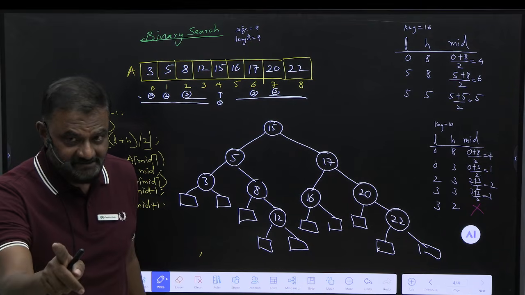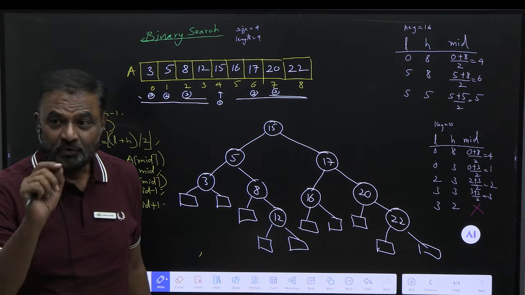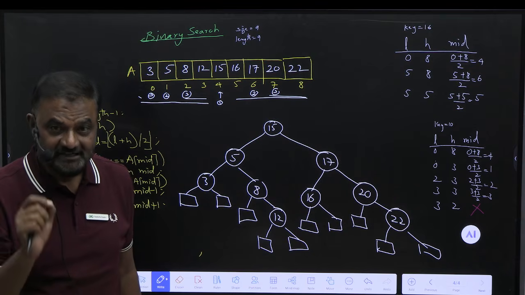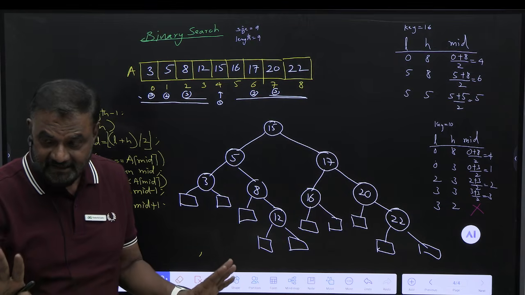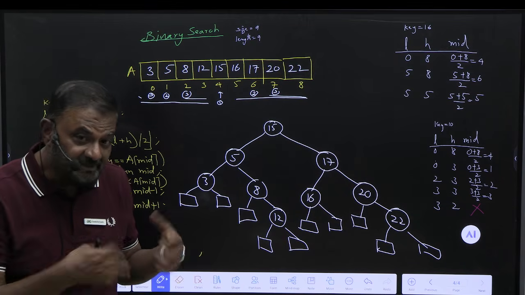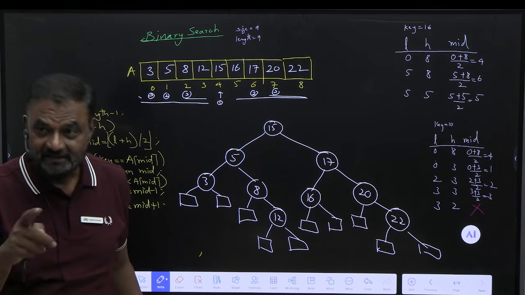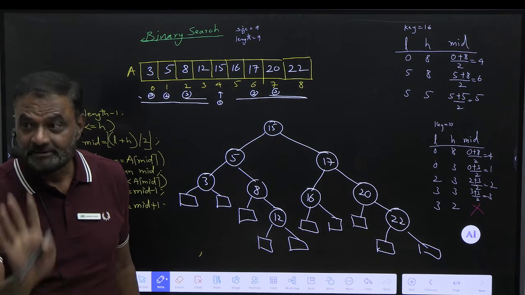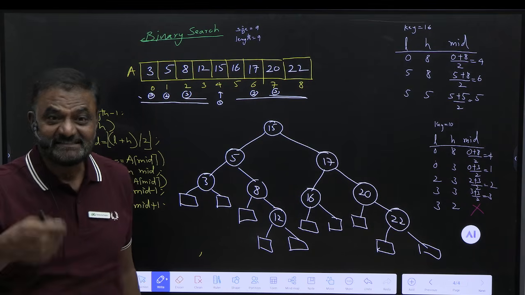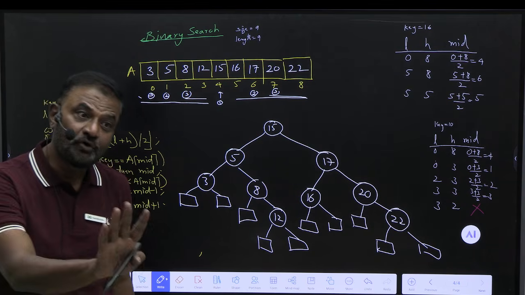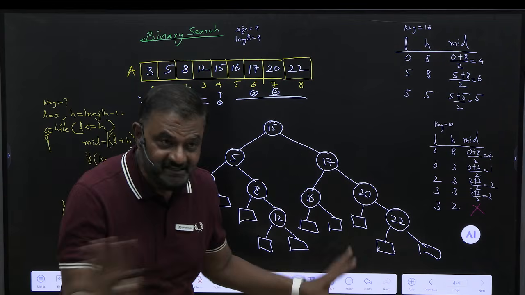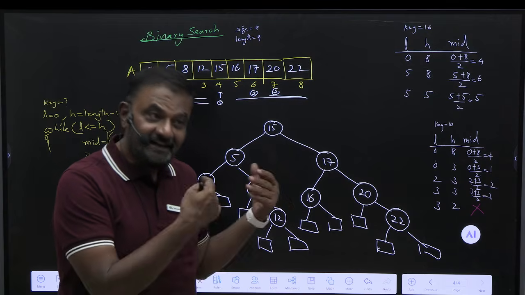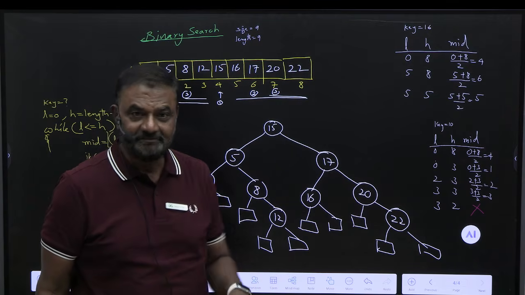Now you have to answer it. What is the maximum number of comparisons required if there is an unsuccessful search? Just think and answer. What is the maximum number of comparisons required for an unsuccessful search? 4. I am saying that this is representing unsuccessful search, but the comparison is not done. You will end up here. That is just representing them.